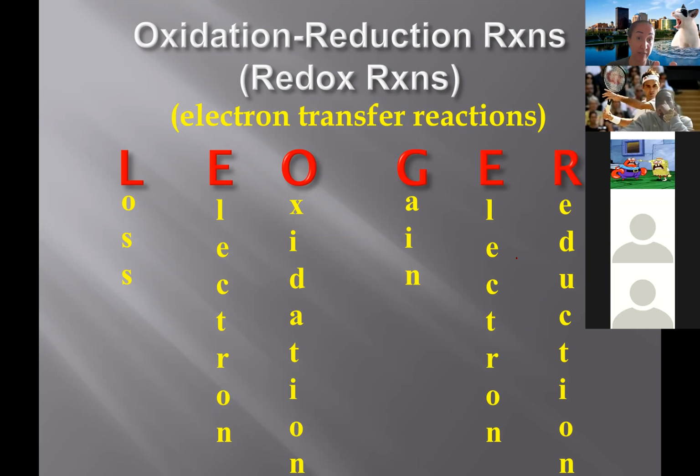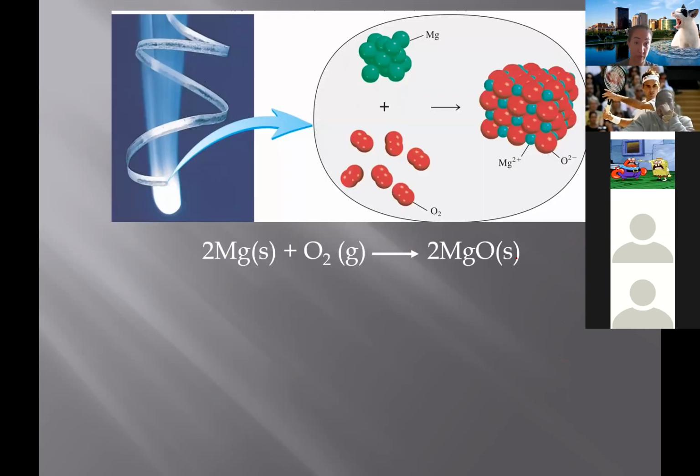So let's try that with a very simple redox reaction. Remember, if it's a redox, it's because it's transferring electrons. The way that we know is by applying those rules to a reaction. So, can anybody tell me what the oxidation state of the magnesium would be here? 0. Why 0? Because it is by itself and uncombined.